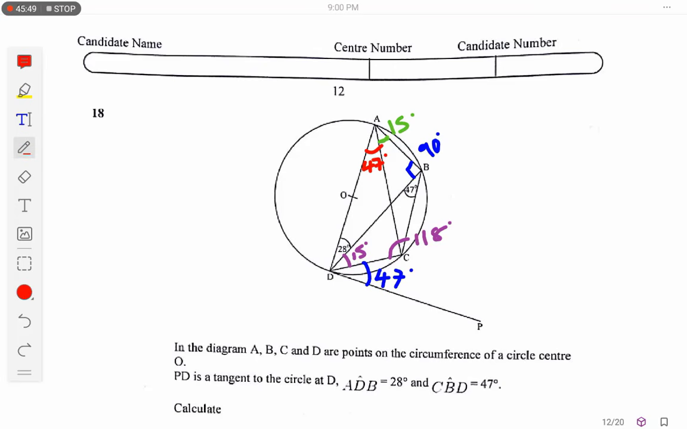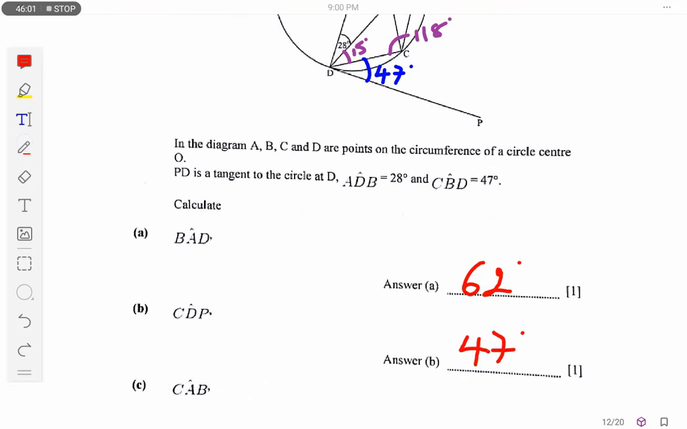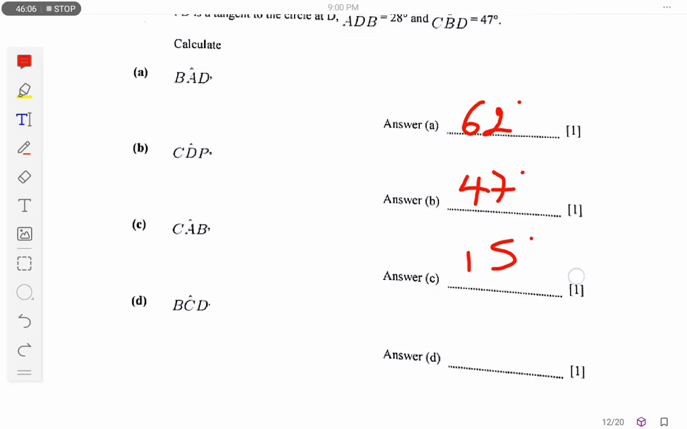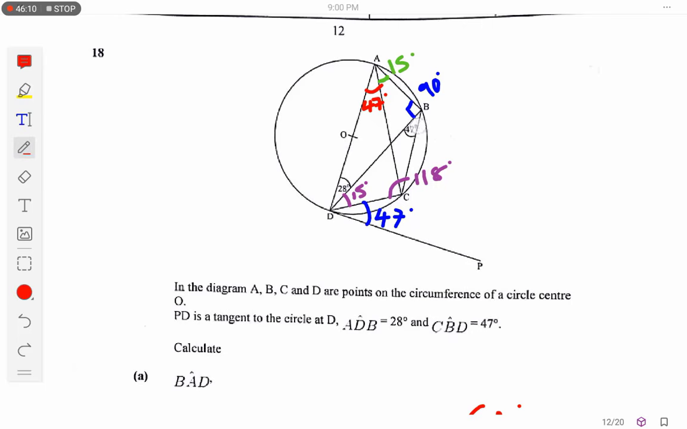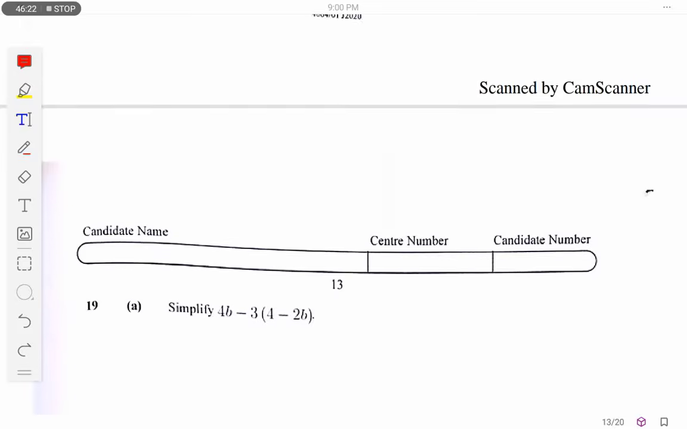CAB. Where is our C? C and our A and our B. That's a 15 there. So we have a 15 there. So it pays off when you do it like this. Then the last one is BCD. This is the BCD, 118 degrees there. We have finished all the angles.